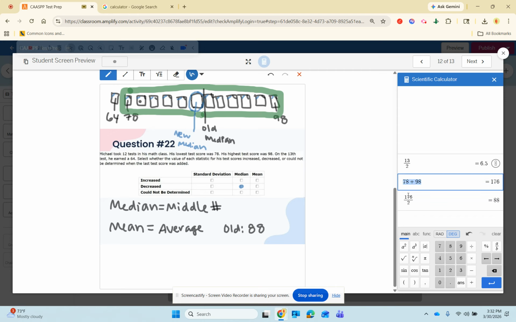So 78 plus 98, but now we're adding 64, and now there are 3 values. So now 240 divided by 3. So now the new mean is going to be 80, which makes sense because remember, the average is kind of like the middle number.